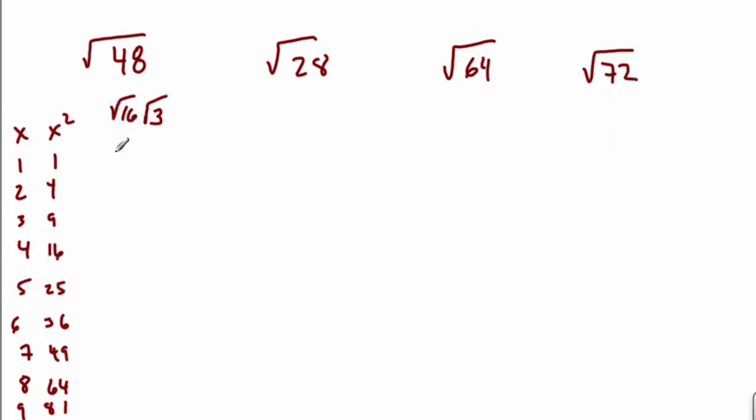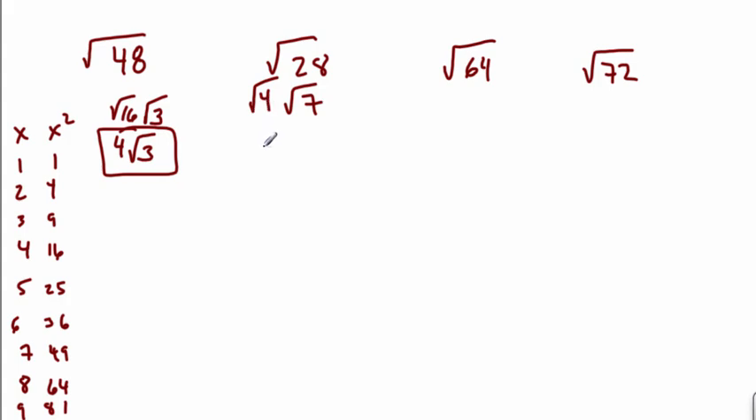So the square root of 16 is 4. The final answer for this is 4 radical 3. You're done with that. How about 28? It's the same idea. You start here. 25 isn't a factor, 16 isn't a factor, 9 isn't, so we go all the way down to 4 for that one. So it's the square root of 4 times the square root of 7.